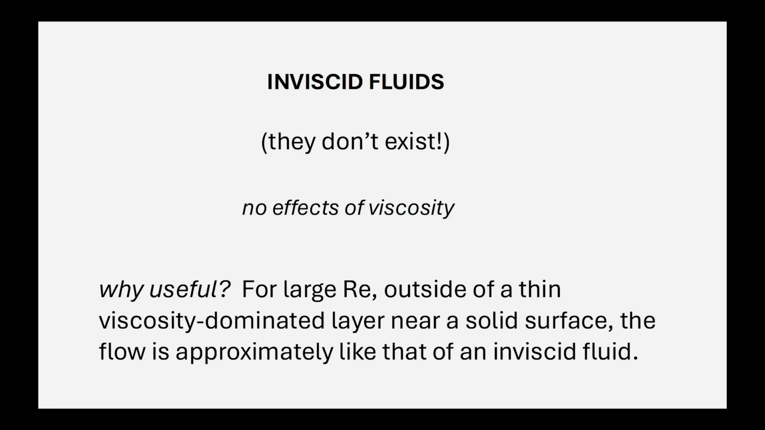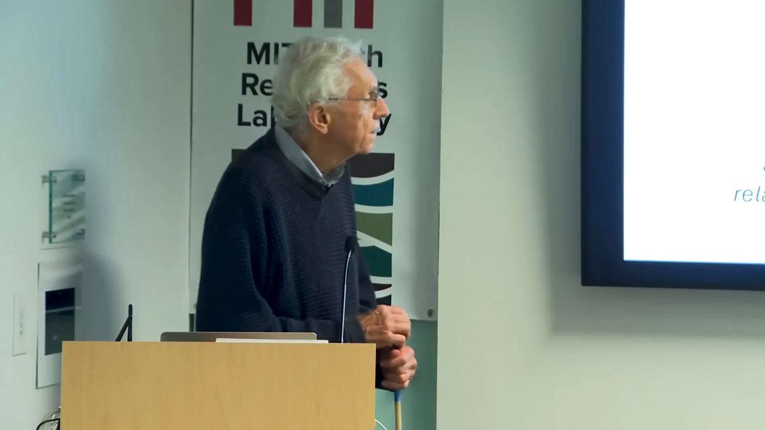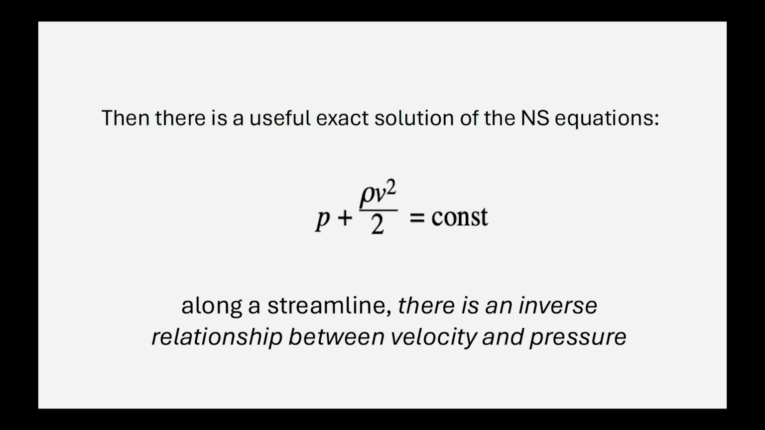Now there's something called an inviscid fluid, and there's no such thing as an inviscid fluid, but it's also called an ideal fluid. No viscosity, only pressure and velocity, that's all that's involved. And it turns out that for large Reynolds numbers, outside that thin viscosity dominated layer, the nature of the flow is pretty much like it is in an inviscid fluid, a good approximation. And that helps us because there's a relationship between pressure and velocity. That V is a velocity there, as the flow moves around an object. So there's an inverse relationship between velocity and pressure.